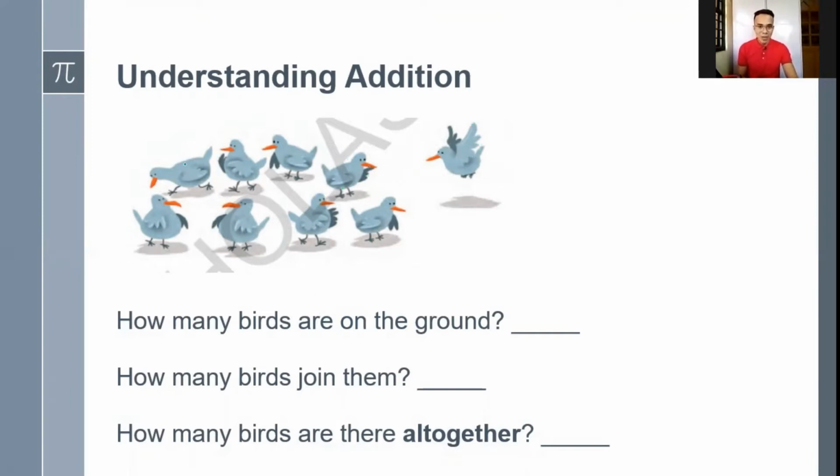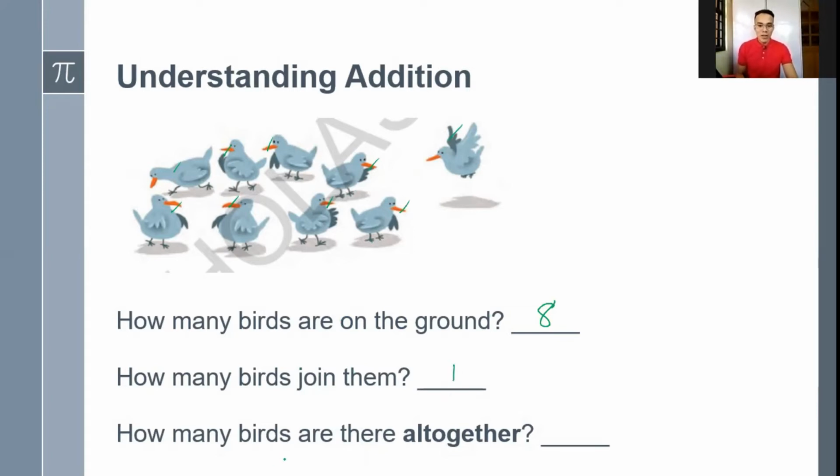Let's count. 1, 2, 3, 4, 5, 6, 7, 8. There are 8 birds on the ground, so we write 8 here. Next, how many birds join them? There's only one bird that wants to join the group, so we write here 1.